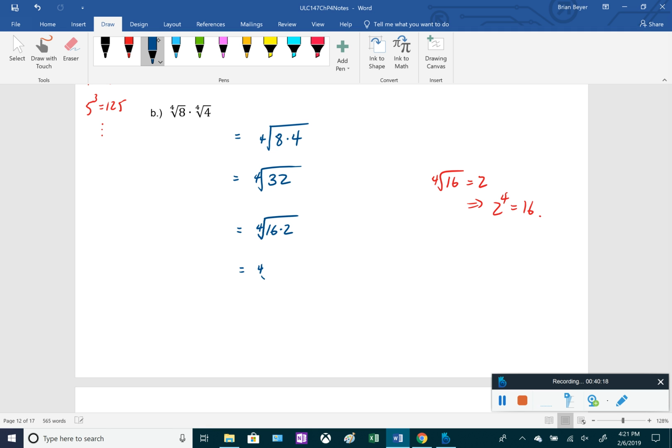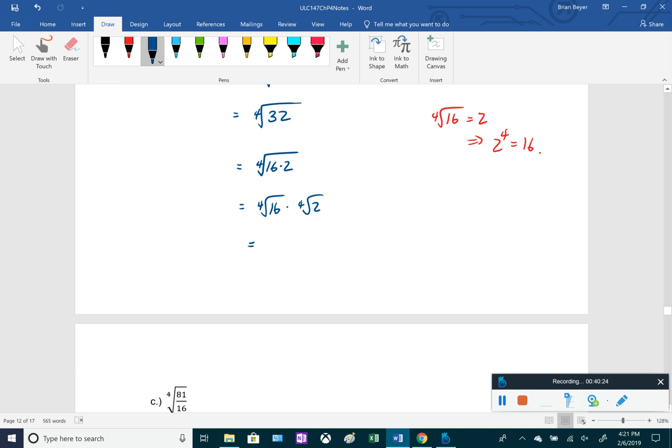So we can chop this up as the fourth root of 16 times the fourth root of 2. We're going to end up getting 2 times the fourth root of 2. So I'm going to come back to this example at the end if I remember. But that's one way of writing this answer.